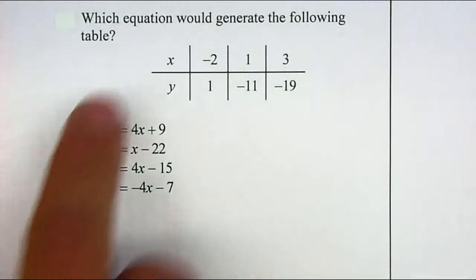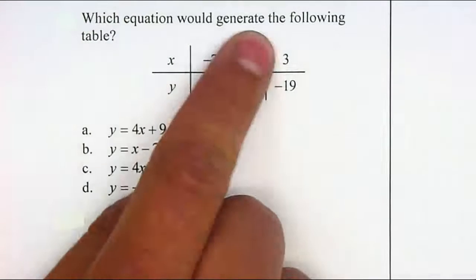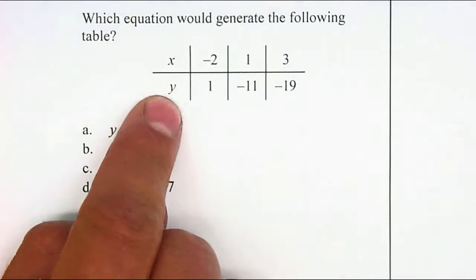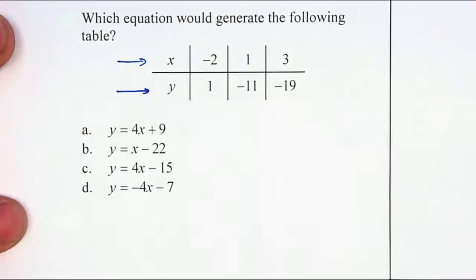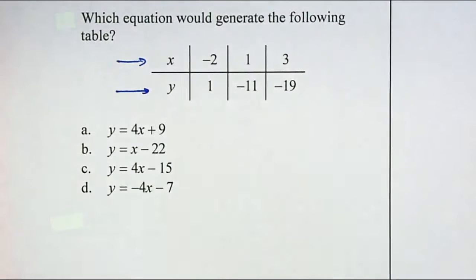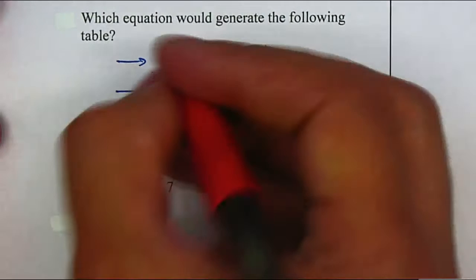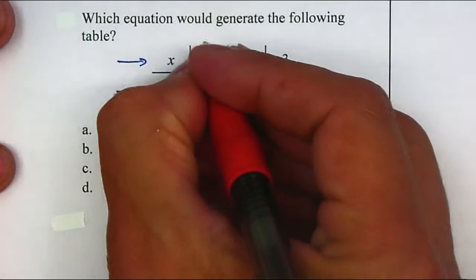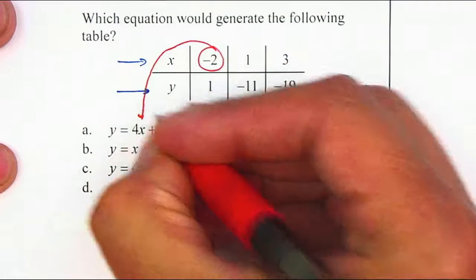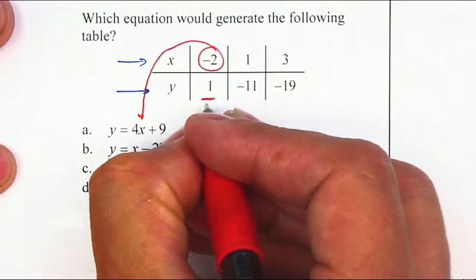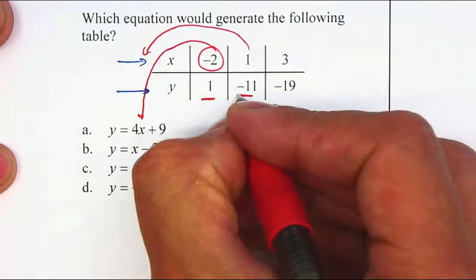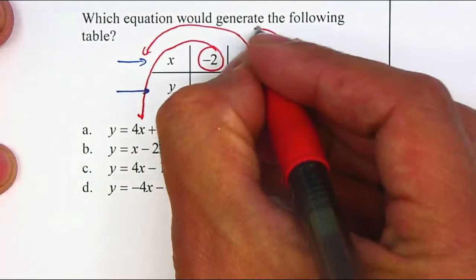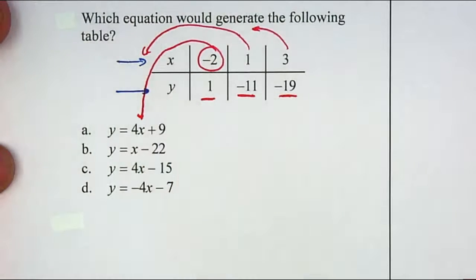For the following problem, it says, which equation will generate the following table? They give you a table of values. They give you x values that should correspond to the y values. The best way to answer this question is just to plug in a -2 into the x, and it should give you a 1. Plug in a 1 into the x, and it should give you a -11. Plug in a 3 into the x, and it should give you a -19. So you just have to test.